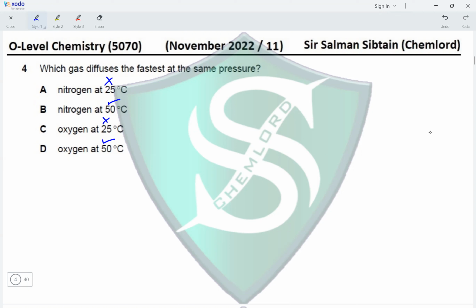Now, in option B, we have nitrogen gas present. And in option D, we have oxygen gas present. Now, the fastest diffusion would be of the gas that has the lowest Mr. So for nitrogen, the Mr is 28, and for oxygen, the Mr is 32. So 28 is a lower value than 32, making option B the more appropriate option here. Therefore, nitrogen at 50 degrees Celsius will diffuse the fastest out of the given options. So option B is the correct option for this question.